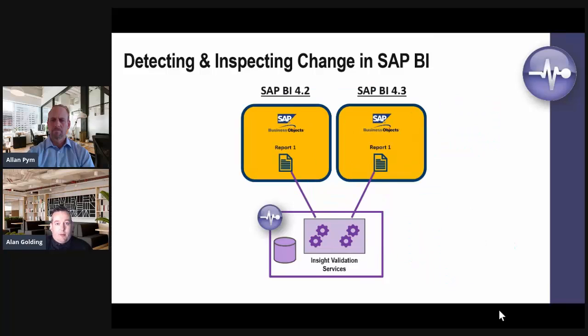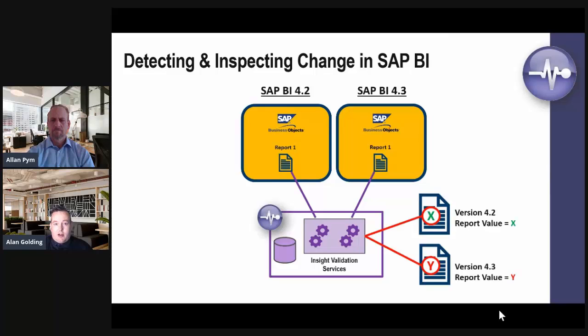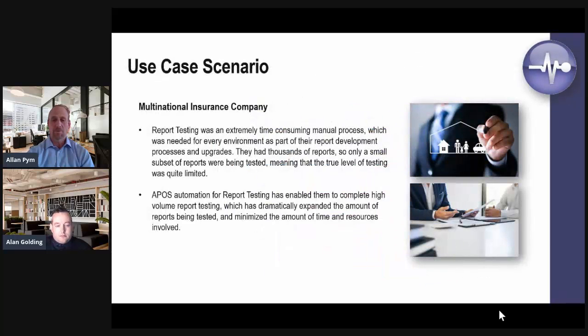Another example would be for migration. Let's say you're migrating from one version of business objects to another. Historically, we've seen changes to things like the Webi data calculation engine, and it has produced different results in the output of the report. So especially for migration, report testing is very, very critical. Again, the Insight validation service can help here and do that in bulk.